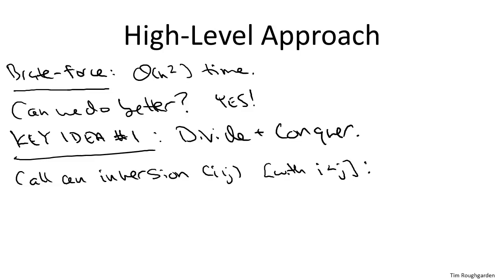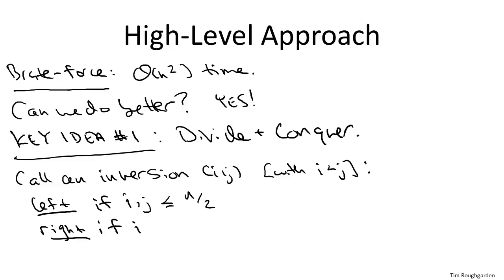We're going to call it a left inversion if both of the array indices are at most n over 2, where n is the array length. We're going to call it a right inversion if they're both strictly greater than n over 2. And we're going to call it a split inversion if the smaller index is at most n over 2 and the larger index is bigger than n over 2. We can discuss the progress made by recursion in these terms.